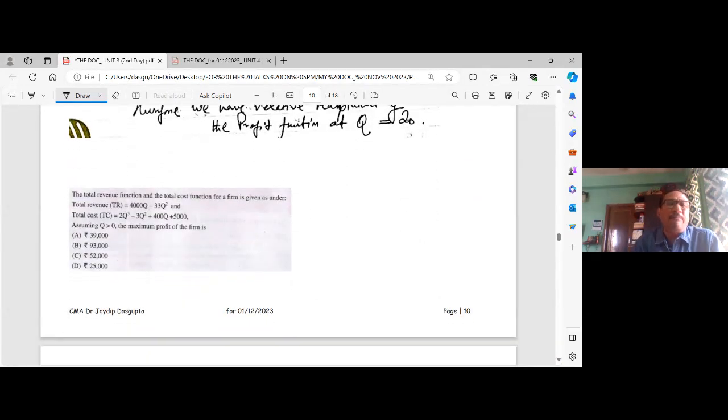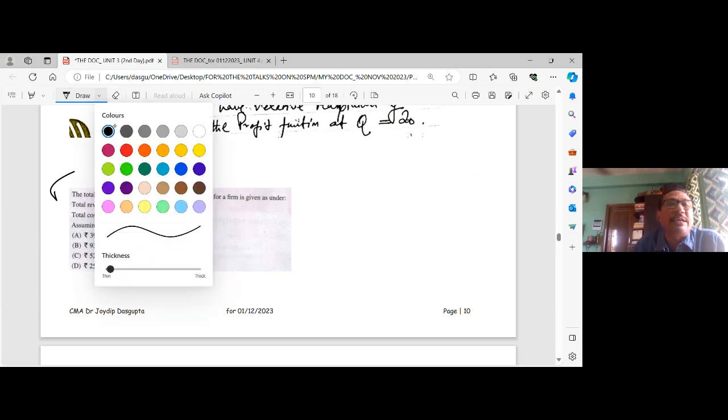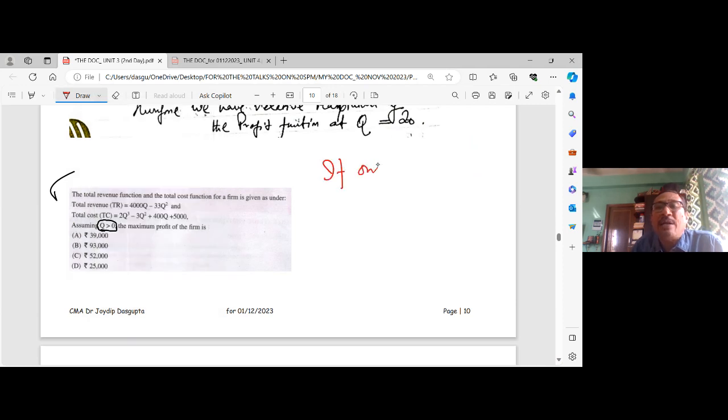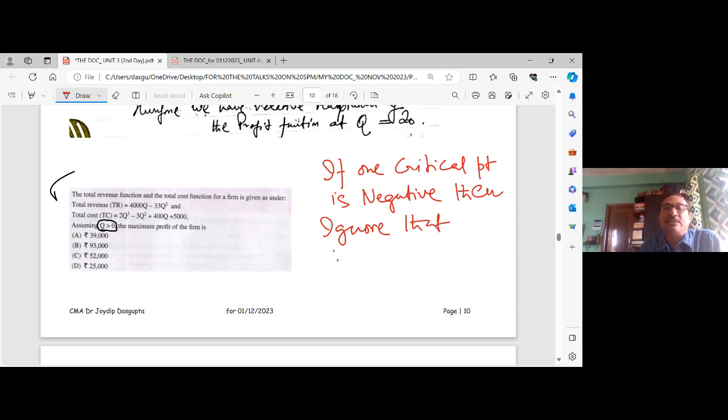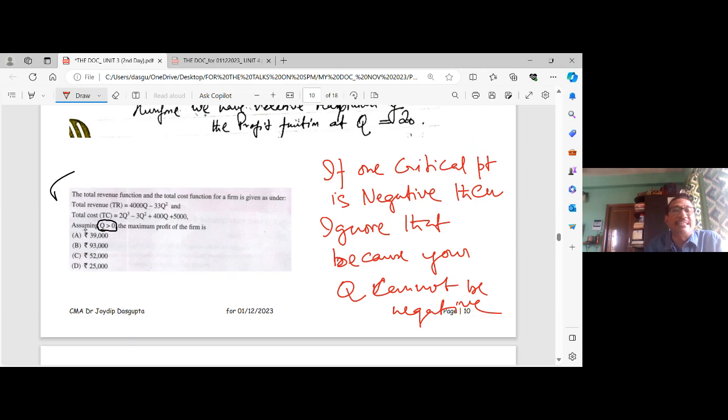This kind of a sum came, and this is a very important principle. If one critical point is negative, then ignore that. Why? Because your quantity Q cannot be negative. Even if it is not given that Q is greater than 0, then also forget about it, don't use it.